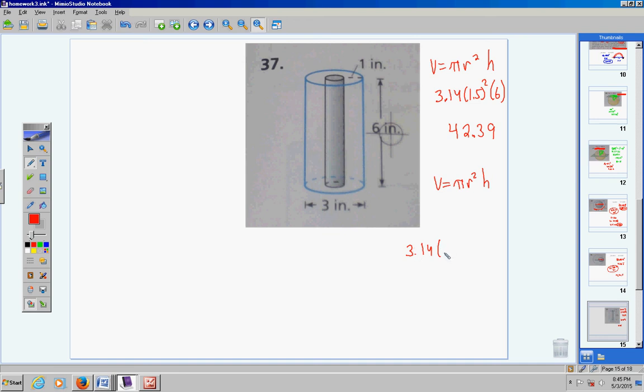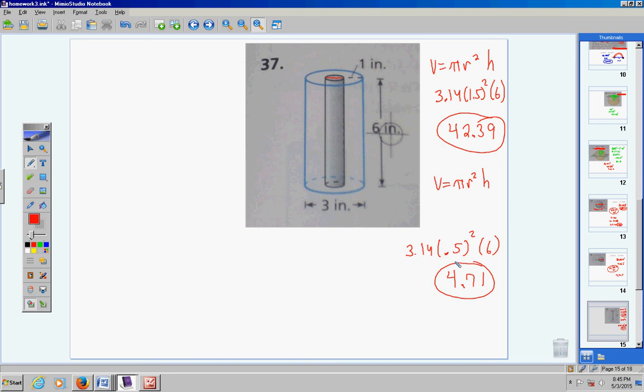No, it'd be 0.5. Sorry, guys. I apologize. It'd be 0.5. If from here to here's 1, half of that is 0.5. I know it didn't sound right. 0.5 squared times the height, which doesn't change, 6. So let's see what we have here. I'm getting 4.71. So I have to take the entire volume minus this volume, and let's see what we get.